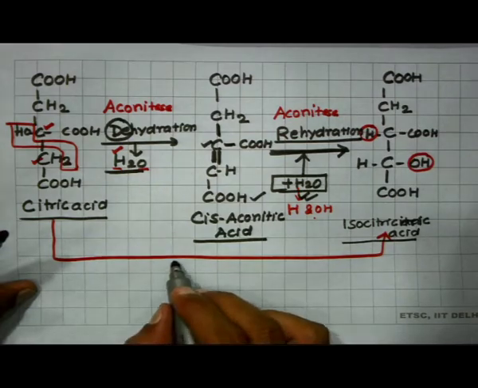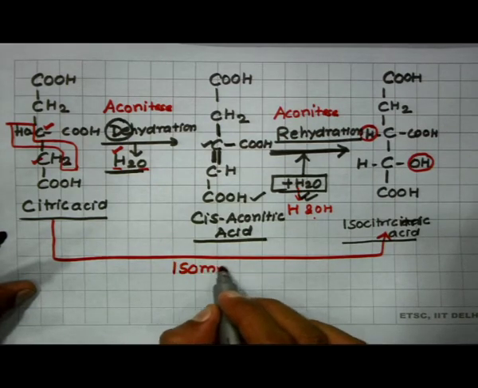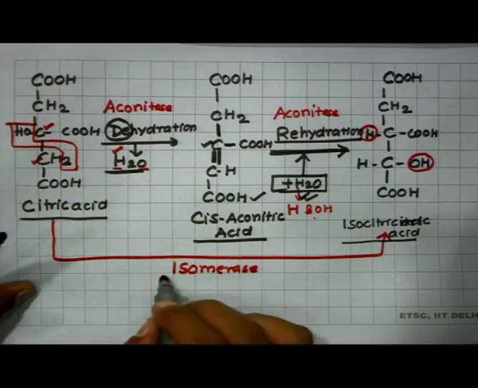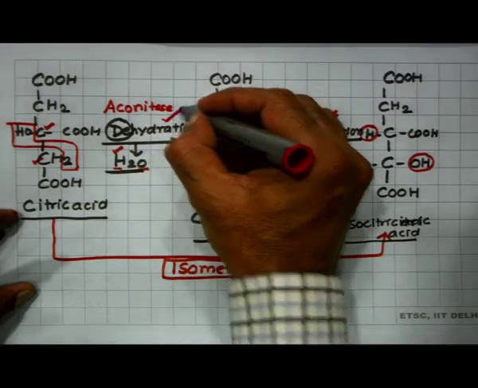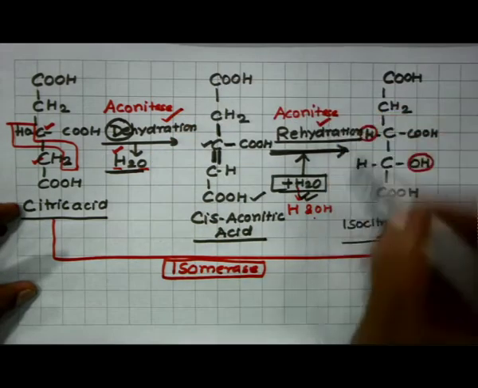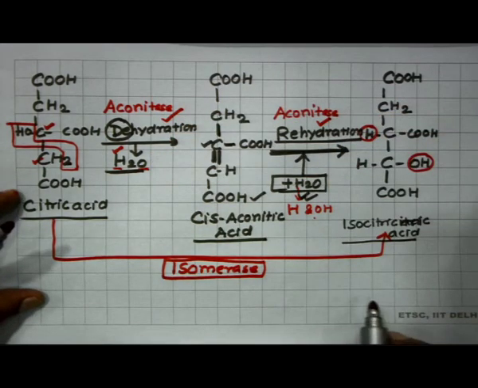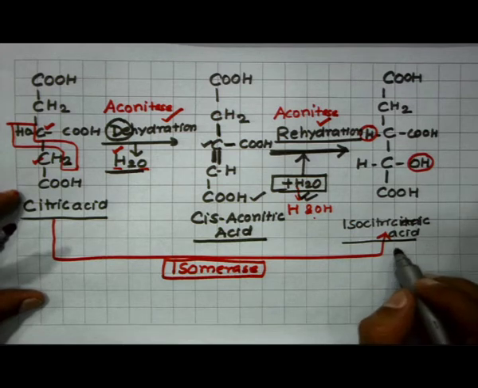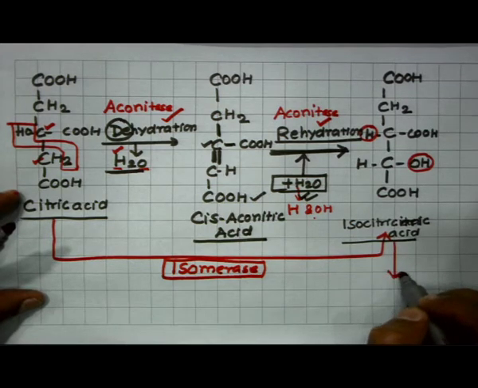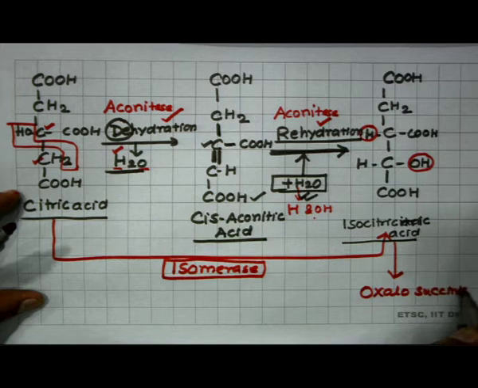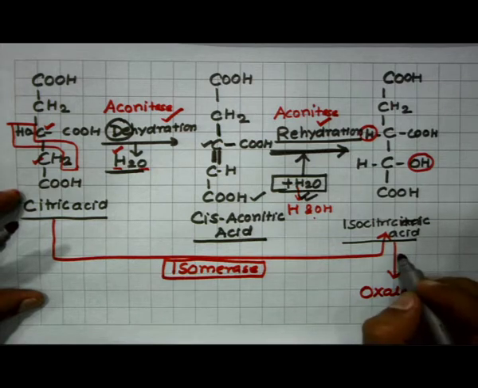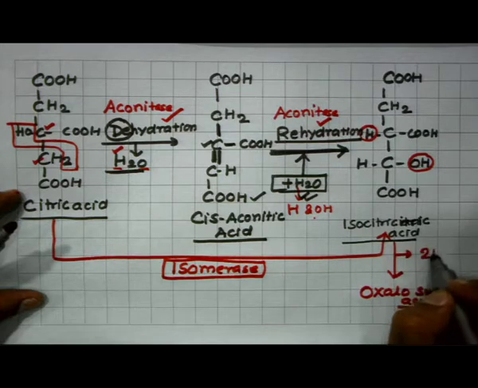So, this entire reaction is called isomerase, but 2 steps are there. One step is called dehydration, another step is called rehydration. Now, the isocitric acid is converted into oxalosuccinic acid. Oxalosuccinic acid. Here there is the removal of hydrogen.